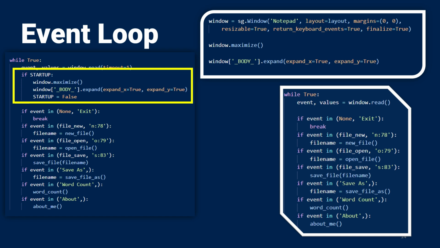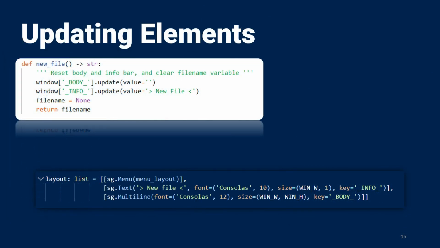What I'm doing here is calling the maximize method to start up the window maximized. I'm also going to make sure that the multi-line body element is expanded to fill the available space by calling the expand method. Now, I know you may be asking yourself, why am I using the window like a dictionary with body as a key? That's a good question. Let's address that in a little bit more detail.